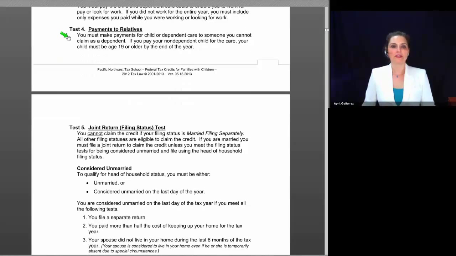Payments to relatives. You must make payments for child or dependent care to someone you cannot claim as a dependent. If you pay your non-dependent child to care for your child, in other words, you pay your non-dependent child to do child care for you, that child whom you pay must be age 19 or older by the end of the year, and they also cannot be your dependent.